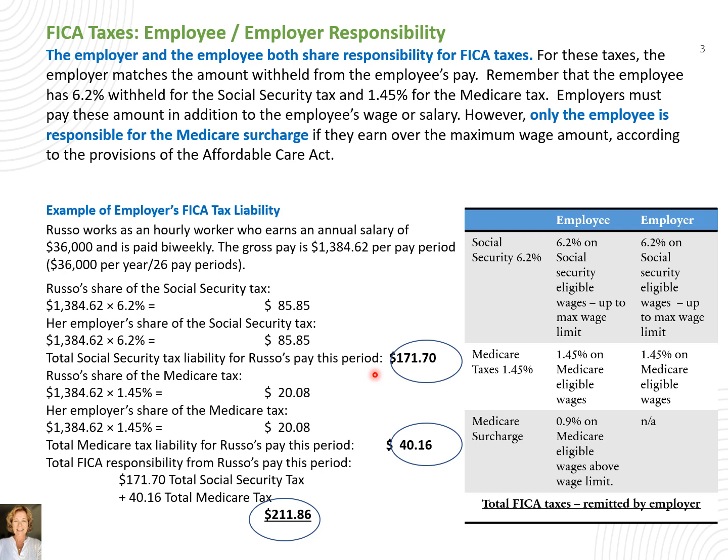Russo's share of the Medicare tax is $1,384.62 times 1.45%, or $20.08. Her employer's share of the Medicare tax is the same, $20.08, for a total Medicare tax liability for Russo's pay of $40.16, which brings the total FICA responsibility from Russo's pay this period to $211.86.